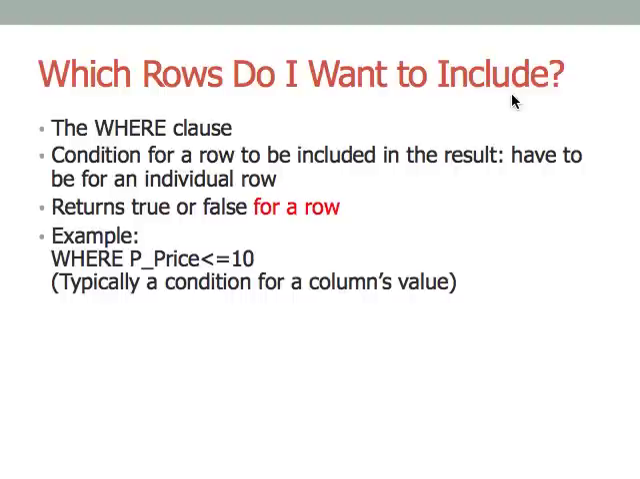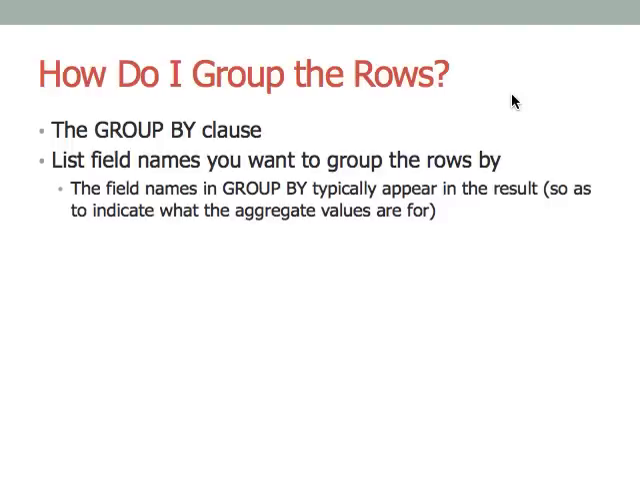So for example, if you want to list only those products where their price is less than 10, you need to look at a row level condition, because you're removing products, where one row is one product, where price is less than 10. The group by clause, which comes after you have filtered the rows, will group by the field names that you are using, and they will decide the kind of collections that are made from the rows that are left over after the where clause.